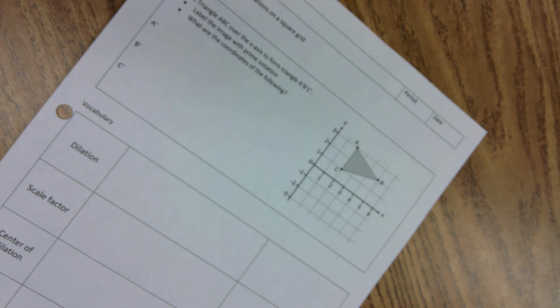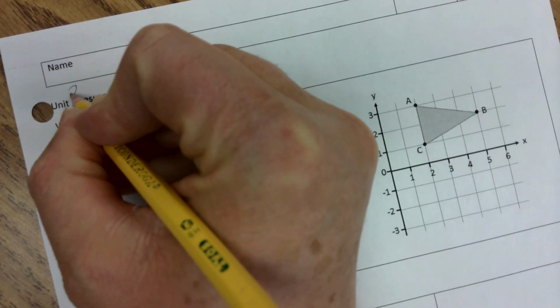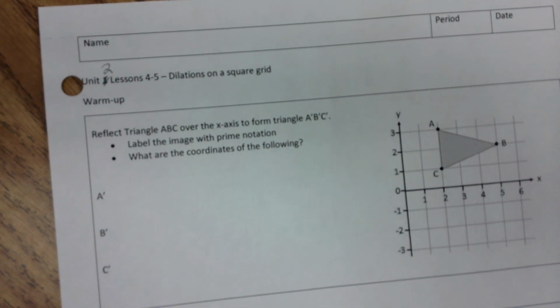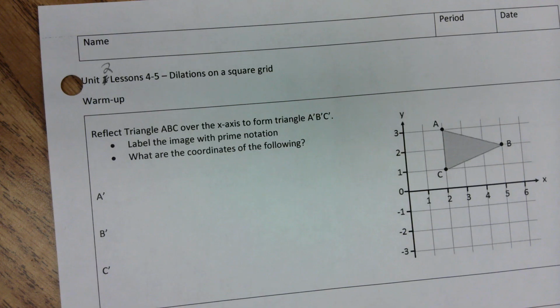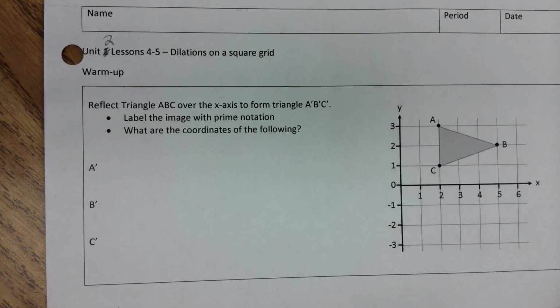Okay, folks, we're gonna go through Unit 2. I think I need to reprint these. This is actually Unit 2. We're going to skip over lessons 1, 2, and 3 for timing purposes and move on to lessons 4 and 5. I'm not going to worry about the warm-up, but we're going to do some vocabulary to start out. We're going to talk about a new type of transformation called a dilation.